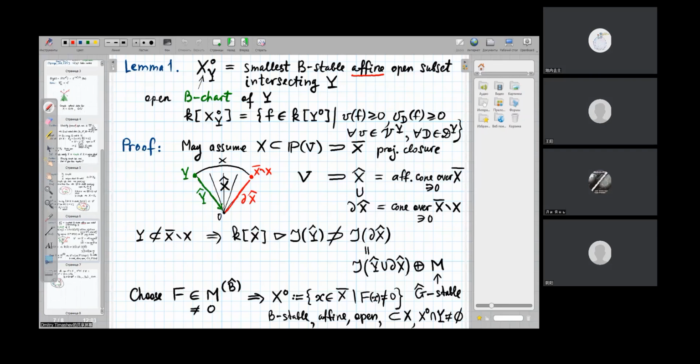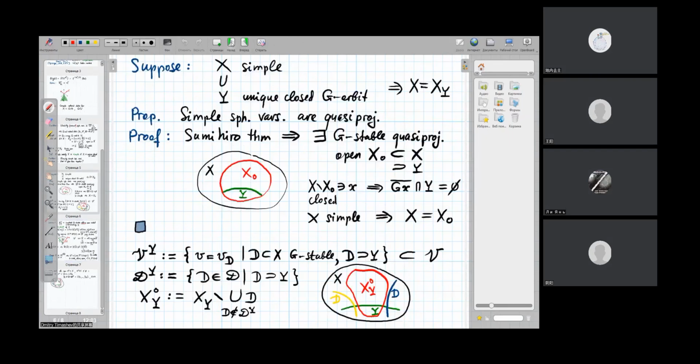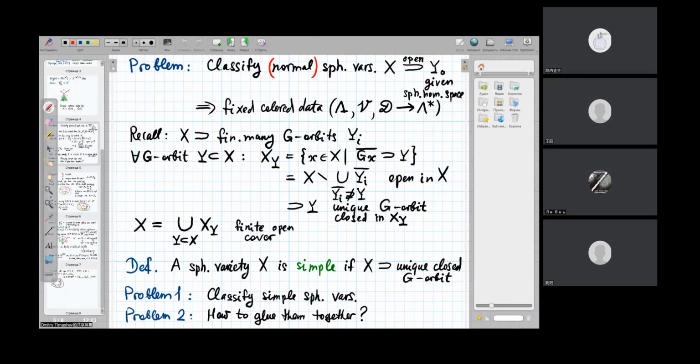I have a side question about the classification problem. Would it be easier if we restrict our X to be a complete variety? No, actually not. You will see how to distinguish complete varieties among all spherical varieties from the classification. But to handle the classification, the complete case is not easier. It is of equal complexity, I would say.